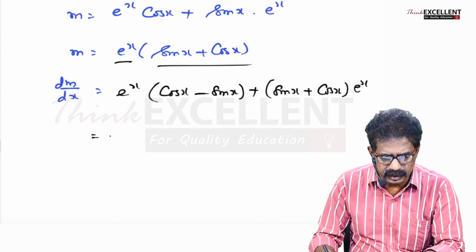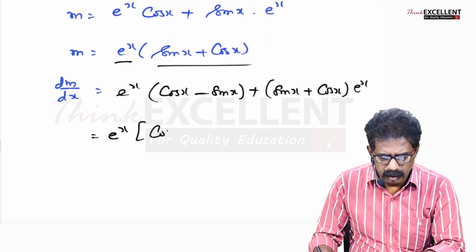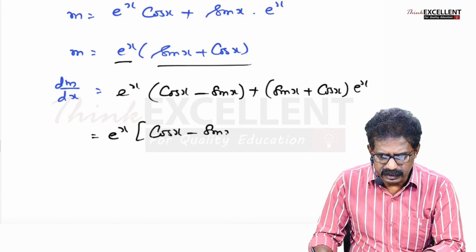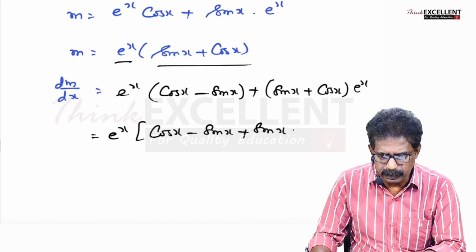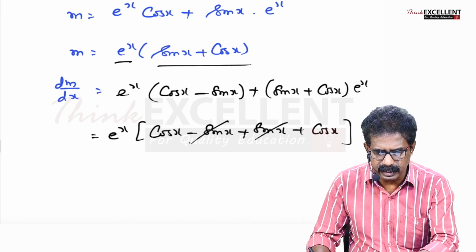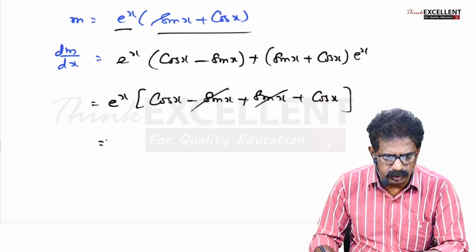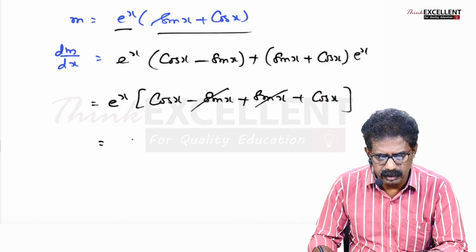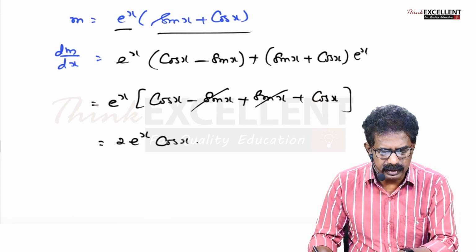So take e raised to x common: cos x minus sin x plus sin x plus cos x. So you can cancel plus sin x minus sin x. Cos x plus cos x is what? 2 cos x, right? So you are getting e raised to x into 2 cos x. This is the first derivative.